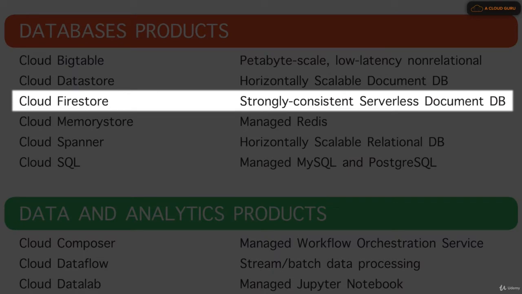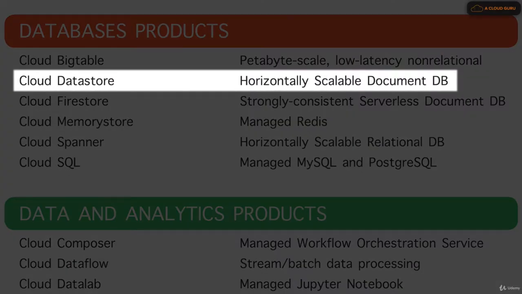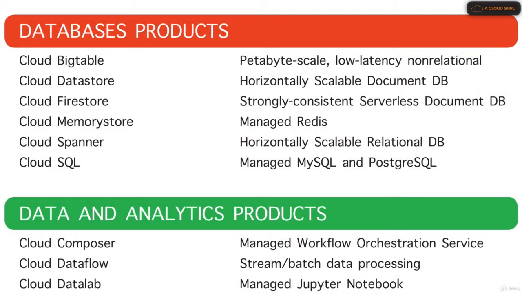Cloud Firestore, which incidentally shows up in a couple of sections here, since it's also one of the Firebase family of products that shows up in the mobile products section. It's a strongly consistent serverless document database, and it has some really cool things built in, like WebSocket connections for updates. But there's also Cloud Datastore, which is a horizontally scalable document database. And one of the nice things about Cloud Datastore is that you just pay for what you use. You don't have to provision and manage a certain capacity.